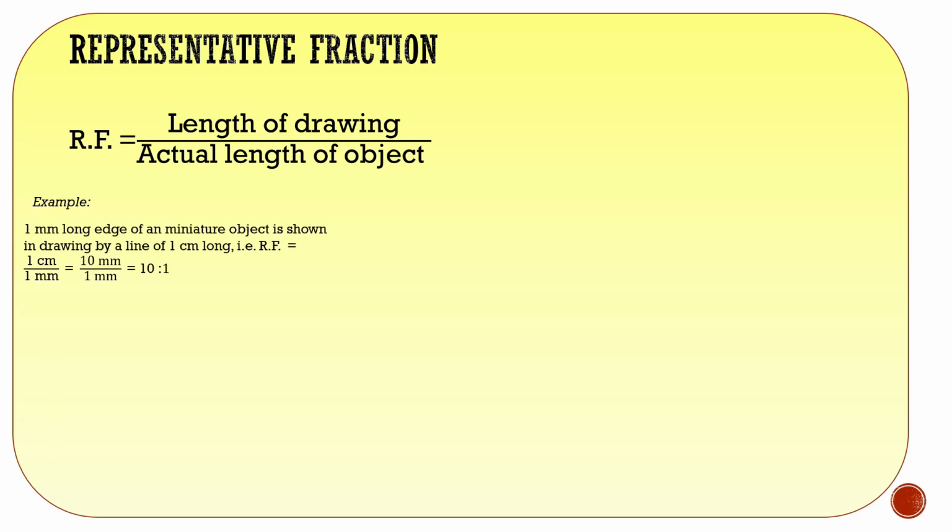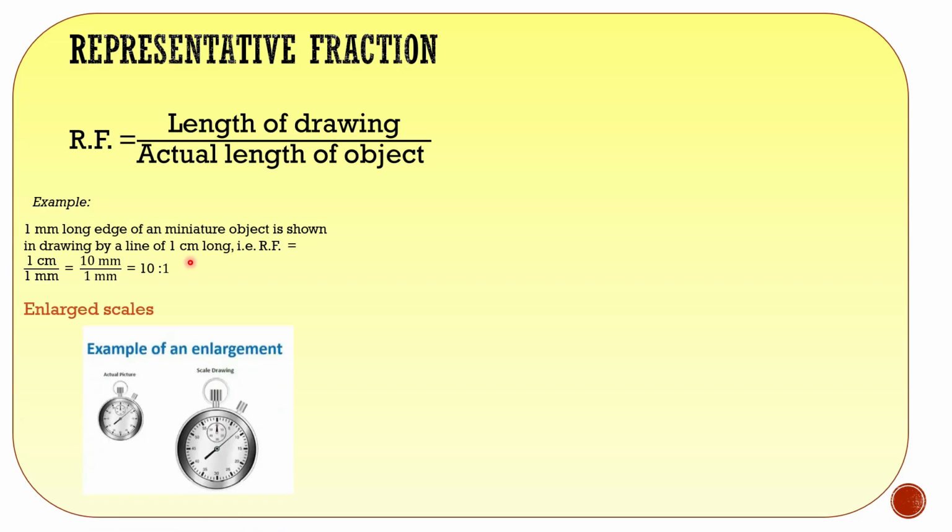For example, a 1 mm long edge of a miniature object is shown in the drawing by a line of 1 centimeter long. That means 1 centimeter divided by 1 mm, the actual length. Then you have to go for the unit conversion, because one is in centimeter and the other is in millimeter. So we have to convert into the same units. So 10 mm divided by 1 mm, because 1 centimeter is equal to 10 mm. So we are getting the ratio of 10:1.